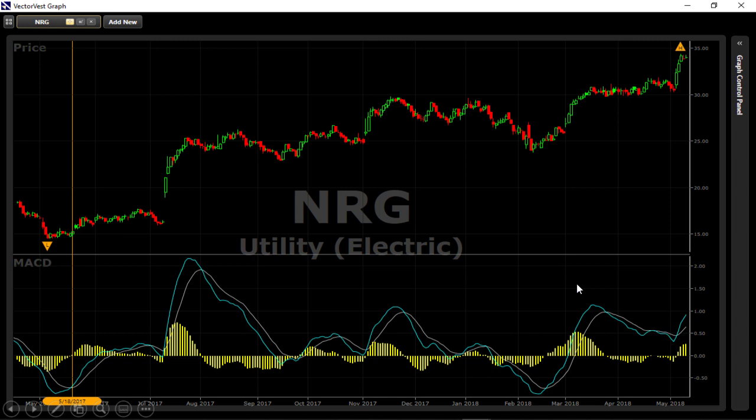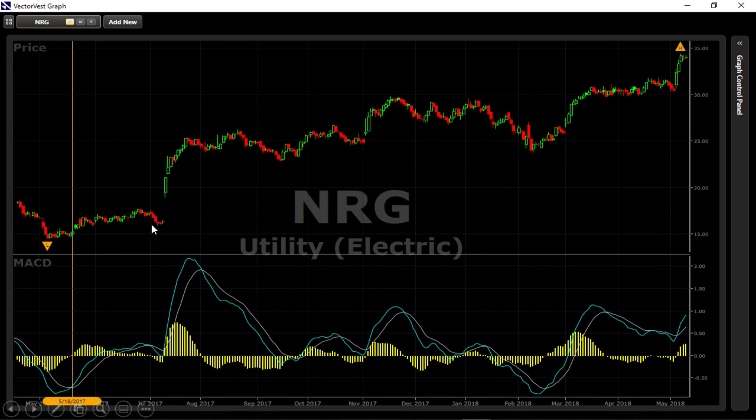Here we see a graph of NRG. I've added MACD to the bottom of the chart, and the most common use is to look for times when the MACD histogram, that's these yellow bars, cross above or below the zero line. This is a great indication that there is a change in the stock's trend. And you can see several examples here on this chart. Just go through chart after chart. Just ask yourself, when you have a MACD bullish crossover, did you have a chance to make money?